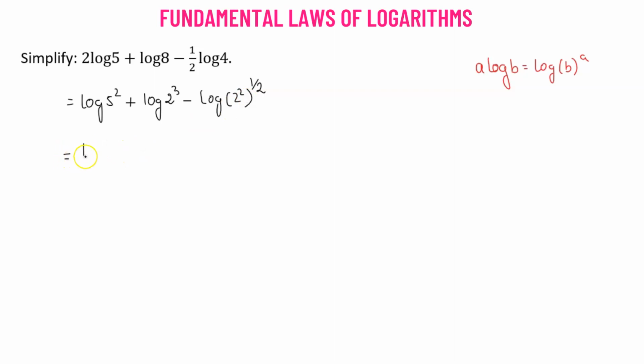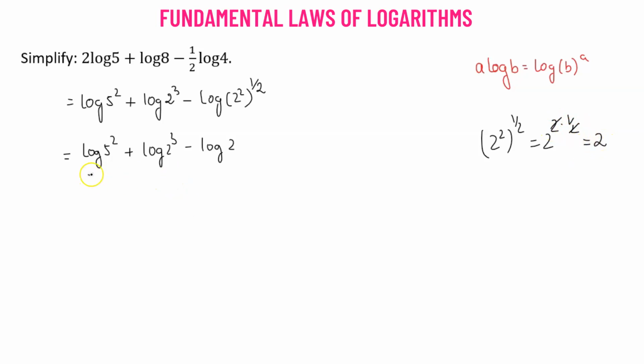So that's equal to log of 5 squared plus log of 2 cubed minus log of 2 times 2 raised to the power of 2, whole raised to the power of half. So that means we have 2 raised to the power of 2 times 1 half. So that means this will give us 2.